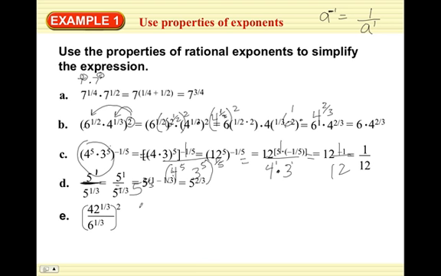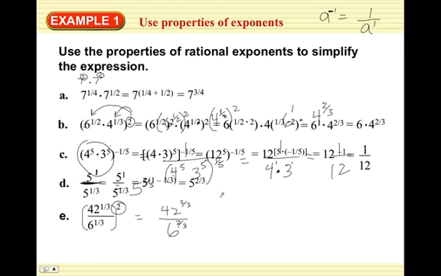Next property, a little bit more complicated, right? 42 to the 1/3 divided by 6 to the 1/3, all squared. So let's square the top, which becomes 42 to the 1/3 times 2, 2/3, over 6 to the 1/3 times 2, power to a power, 2/3.